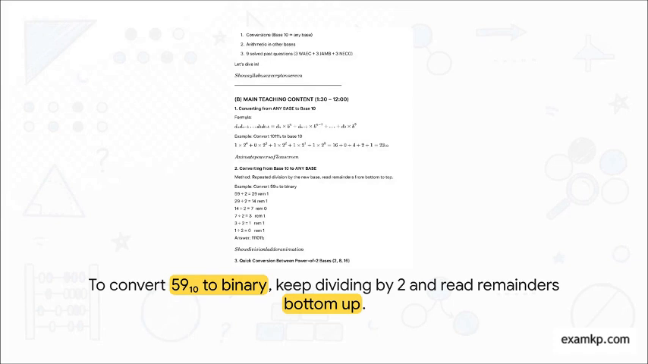Now, the final and most critical step is to read all those remainders from the bottom all the way to the top, bottom up. Tattoo it on your brain if you have to. Don't lose easy marks here.